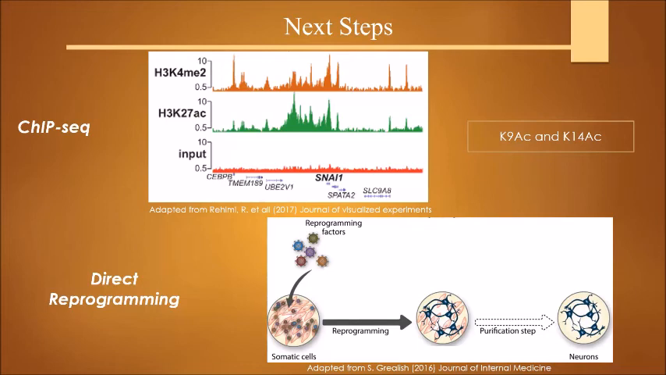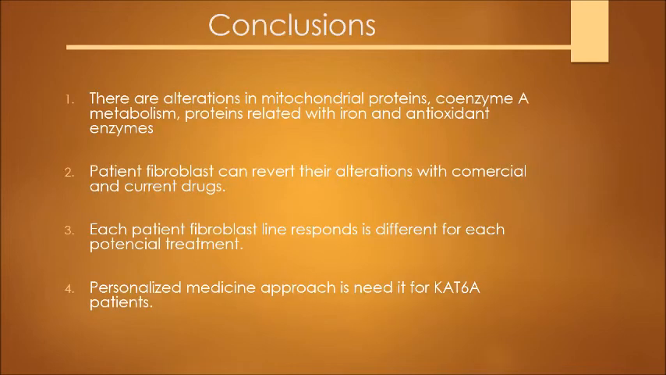So finally, the conclusions of this work: there are alterations in mitochondrial proteins, coenzyme A metabolism, proteins related with iron, and antioxidant enzymes. Patient fibroblasts can revert their alterations with commercial and current drugs. Each patient fibroblast line's response is different for each potential treatment, and a personalized medicine approach is needed for KAT6A patients.